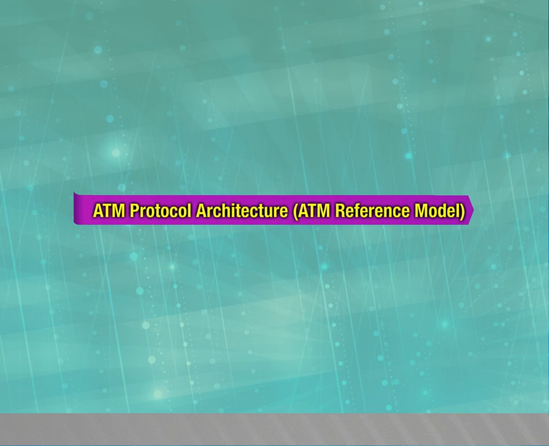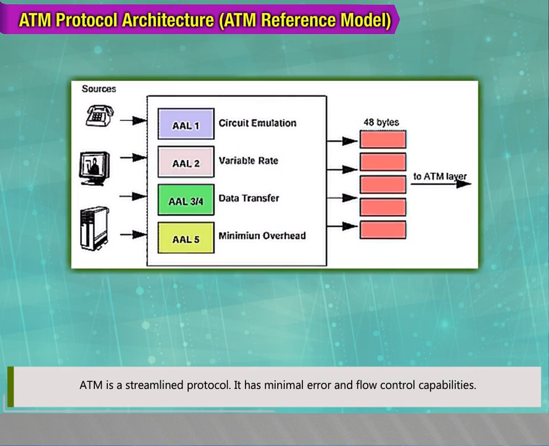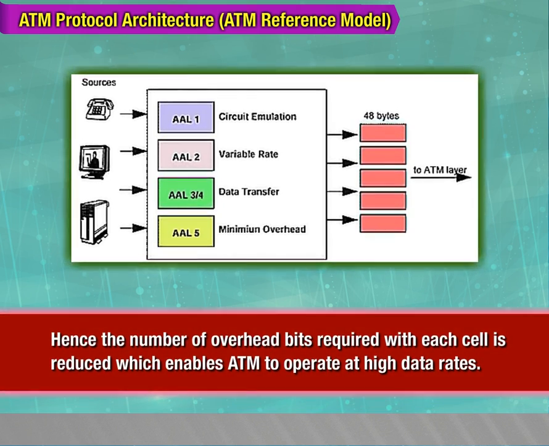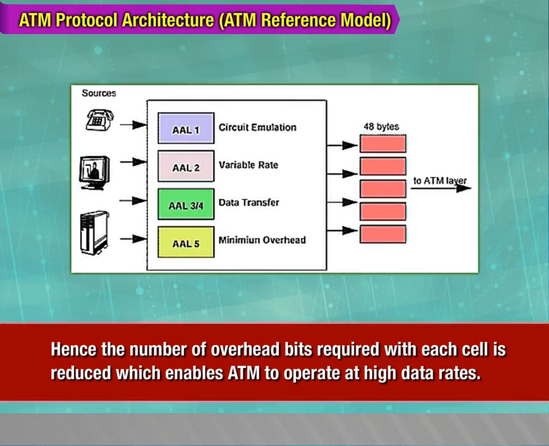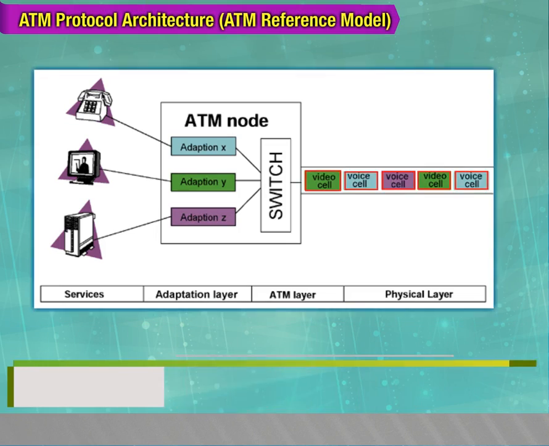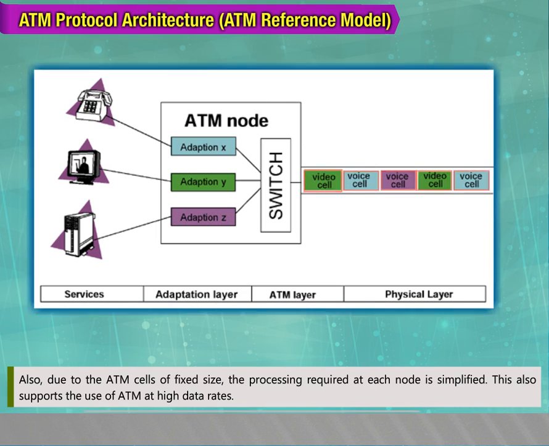ATM protocol architecture, that is the ATM reference model. ATM is a streamlined protocol. It has minimal error and flow control capabilities. Hence, the number of overhead bits required with each cell is reduced, which enables ATM to operate at high data rates. Also, due to the ATM cells being of fixed size, the processing required at each node is simplified. This also supports the use of ATM at high data rates.